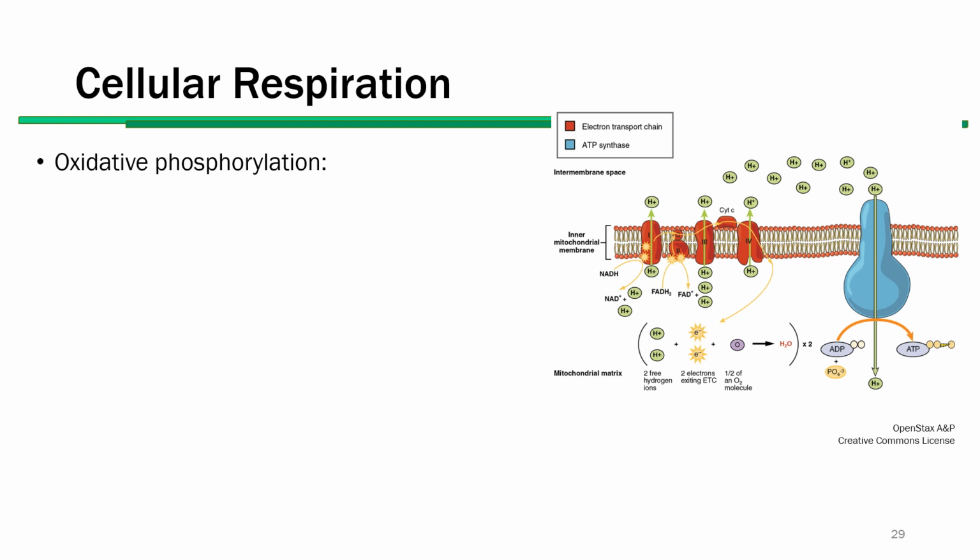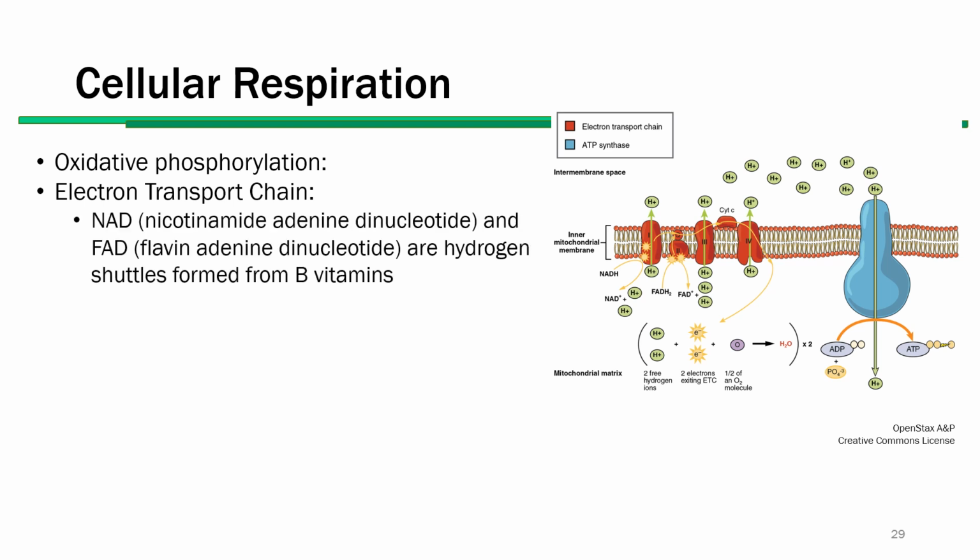Oxidative phosphorylation is where we're going to make the majority of our ATP. It occurs in the electron transport chain. We mentioned in the previous few slides that in glycolysis and in the Krebs cycle, citric acid cycle, we attached hydrogen to this NAD and the FADH2. What those things are, they're B vitamins. Nicotinamide adenine dinucleotide and flavin adenine dinucleotide, NAD and FAD, they're hydrogen shuttles. They're going to take this hydrogen off of glycolysis, off of the Krebs cycle, and take it here to the inner mitochondrial membrane where these cytochrome proteins are.